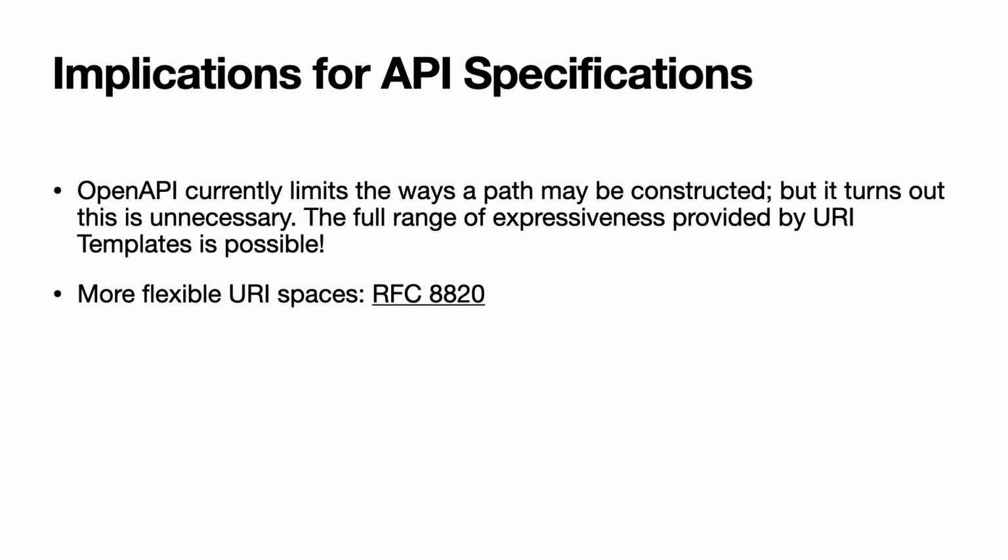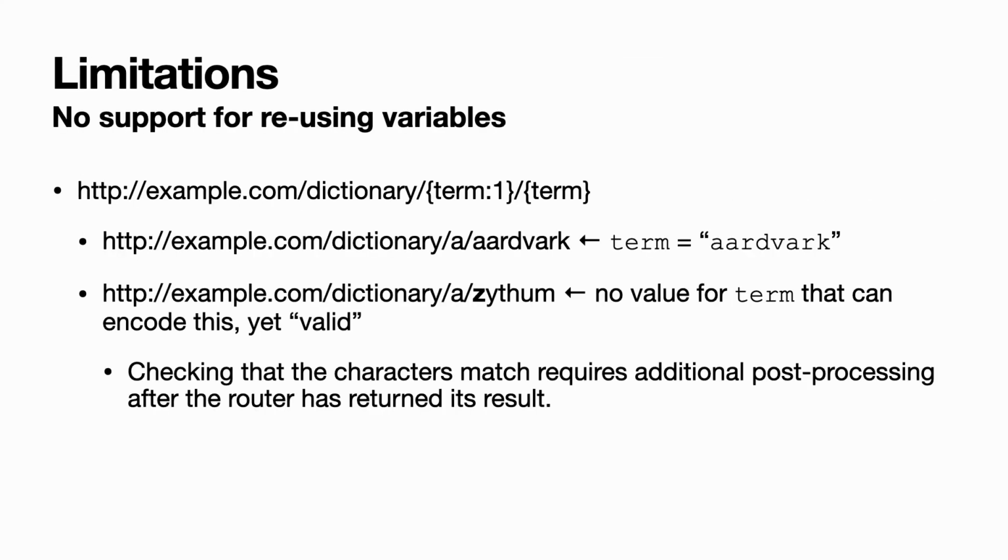The ability to run URI templates backwards has implications for API specifications especially. For instance, OpenAPI currently limits the ways that a path can be constructed or defined, but it turns out that most of these limits are unnecessary. You can define routes with the full range of expressiveness provided by URI templates. First, as mentioned earlier, there's no support for reusing variables.